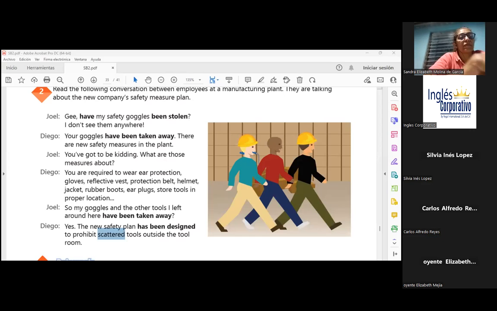There are new safety measures in the plant. You've got to be kidding. What are those measures about? You are required to wear ear protection, gloves, a reflective vest, protection belt, helmet, jacket, rubber boots, earplugs, store tools in proper location. So my goggles and these other tools I left around here have been taken away. Yes, the new safety plan has been designed to prohibit scattered tools outside the tool room.